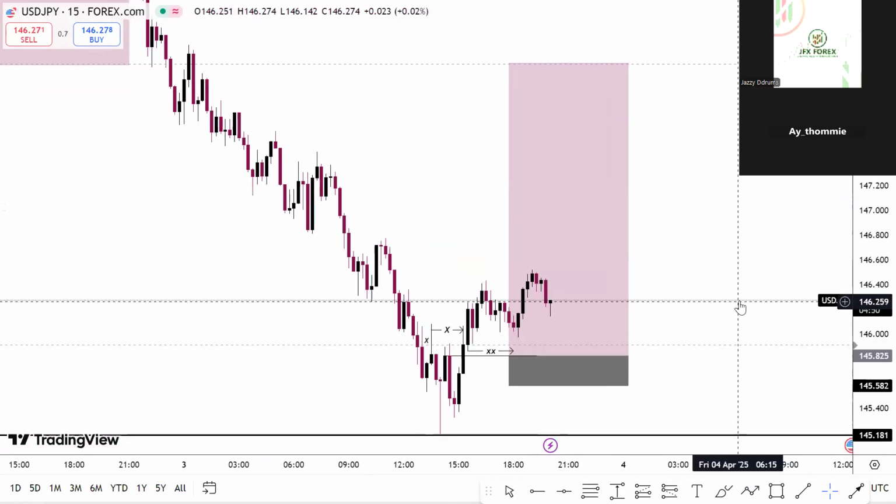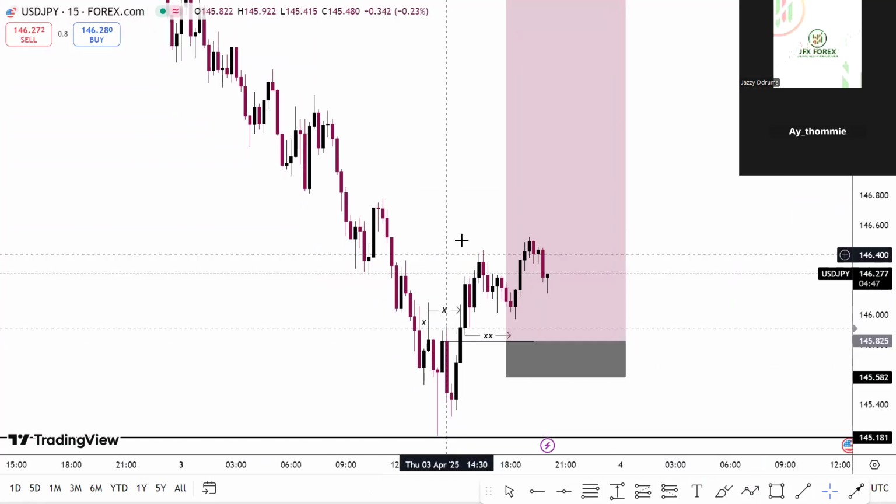Which trade is this? USD JPY. I'm actually waiting for this trade.